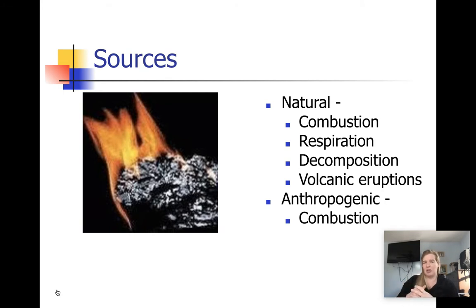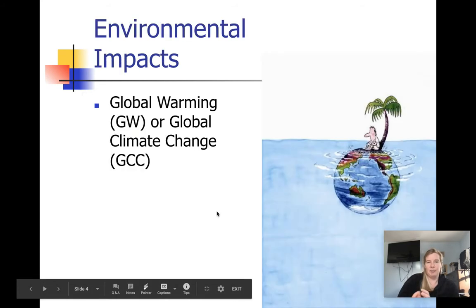However, there are also anthropogenic sources of CO2, and the main one that we focus on is combustion, in this case of fossil fuels. So combustion caused by humans. We're digging up carbon compounds that have been in the ground for thousands or millions of years, and then we're burning it, so we are now putting that CO2 in the atmosphere, and it hasn't been there for a long time. That is our anthropogenic source of CO2.